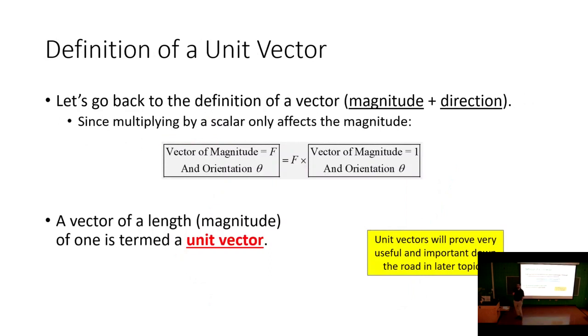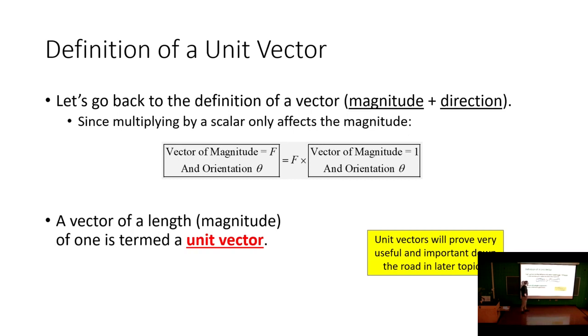Now, in order to do this a little bit more systematically, and in order to simplify and standardize our notation a little bit, we go back to the definition of a vector. What was a vector? A vector is an object that contains magnitude and direction, okay? So what we're going to do is start to try and separate those out. What I mean by that is, let's say you have some vector and it's got a magnitude F and some orientation. We'll define that orientation by some angle, theta.